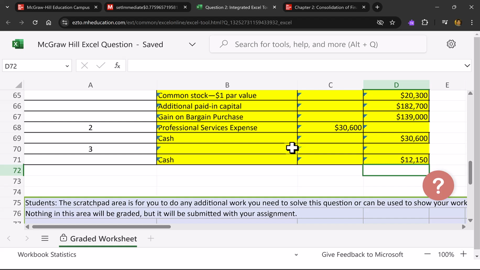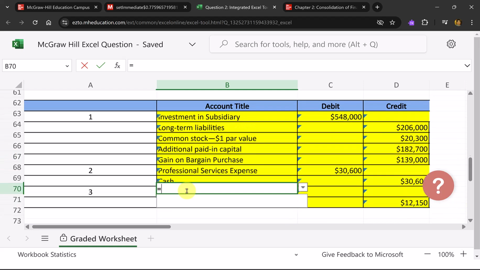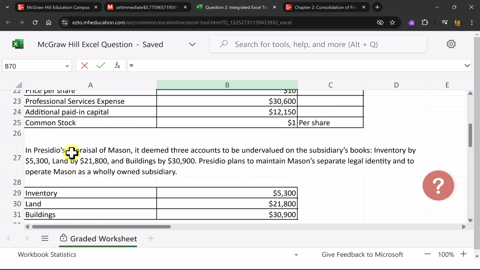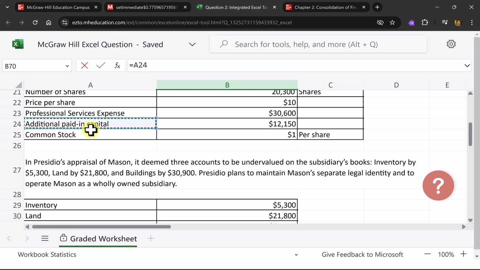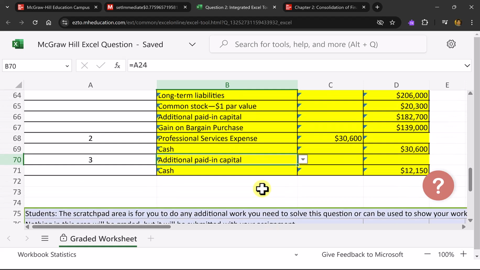I wonder if I could use a formula grabbing the wording. Let me try that. Equal, and grab that wording right here. This cell, B70, no, A24. You can see a formula. Now, if I look at this one, you can actually see the wording from the drop-down list. I don't know if it's going to be scored correctly, but let's see what happens when I click on check my work.